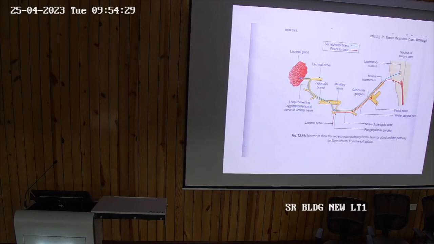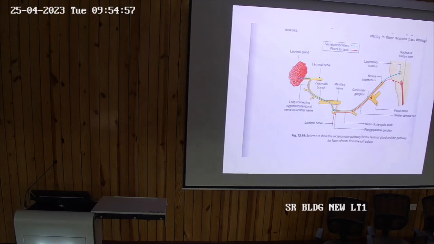Look here, they run along the ganglionic branch of the maxillary nerve, and then along the zygomaticotemporal branch of the maxillary nerve. This zygomaticotemporal branch joins with the lacrimal nerve, and finally they relay into the lacrimal gland. So this is the complete pathway of the lacrimal gland.